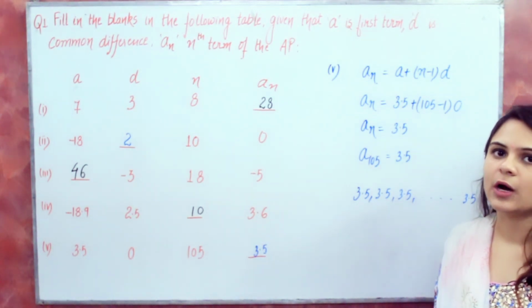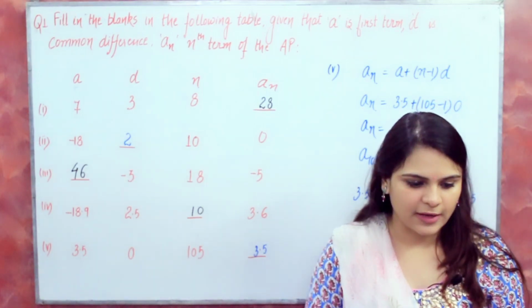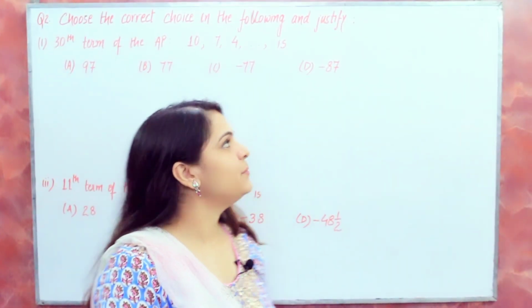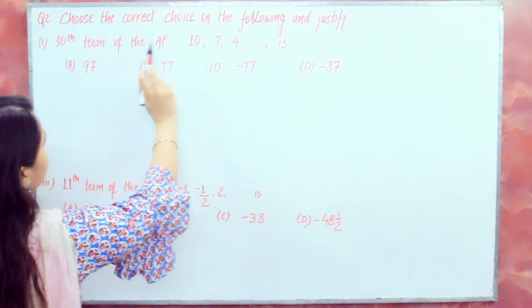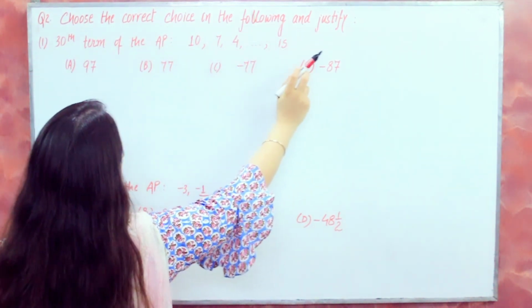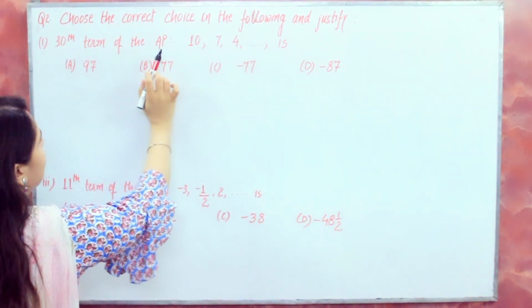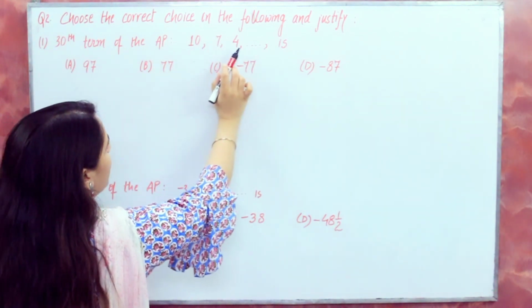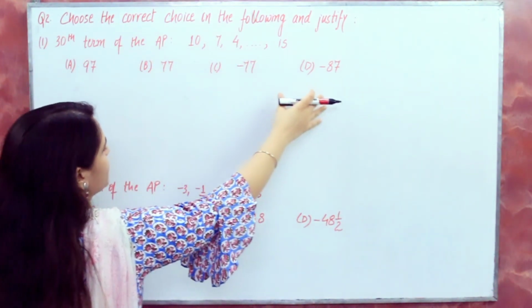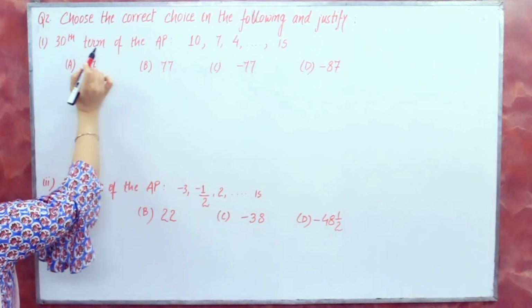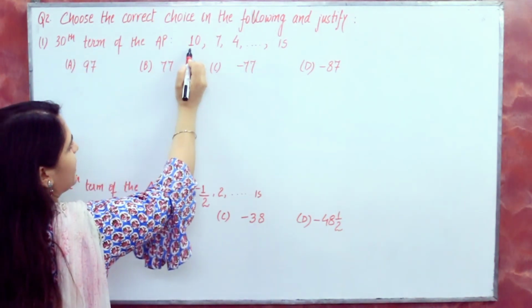Now we will move to question number 2 of this exercise. Choose the correct choice in the following and justify. The 30th term of the AP 10, 7, 4, and so on is, and these are the 4 options. So we have to find the 30th term, and this will be our first term.